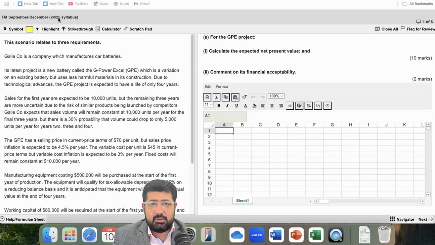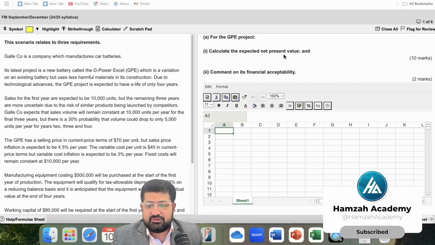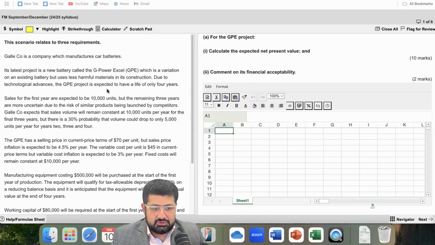It means it is relevant to 2025 as well. So the requirement is here for the GPE project: calculate the expected net present value and comment on its financial acceptability. Now, here is the scenario in front of us. So expected net present value we need to calculate.